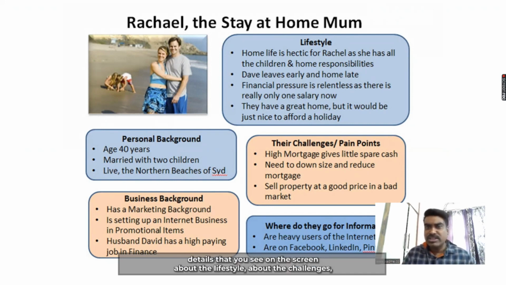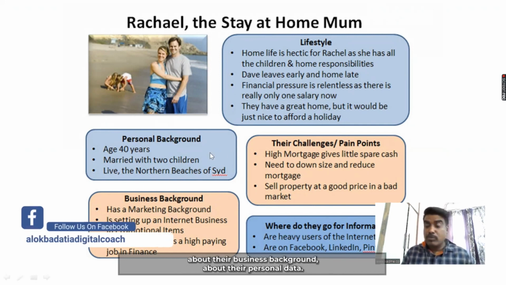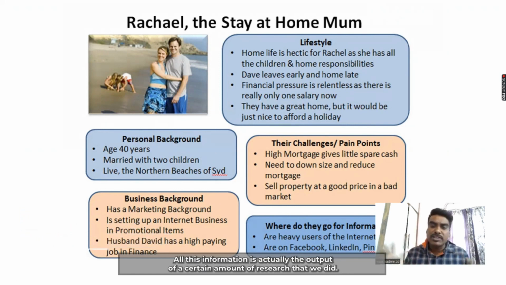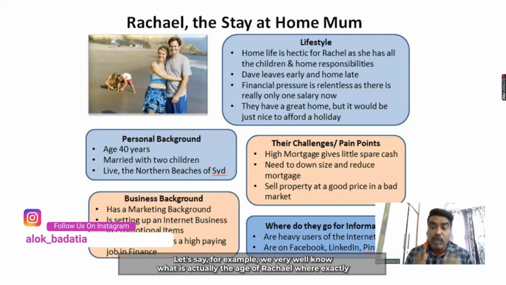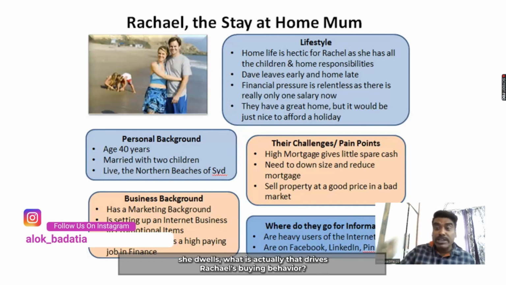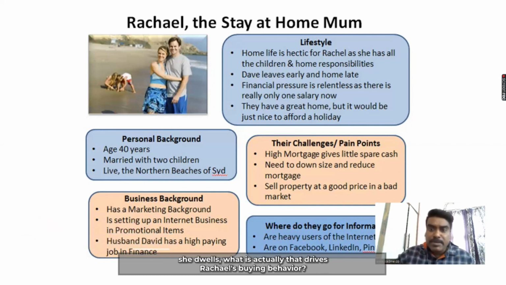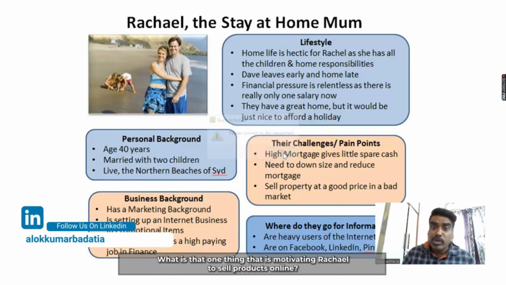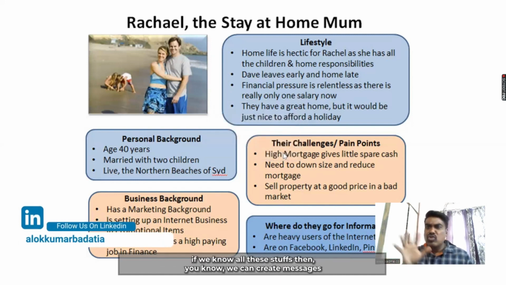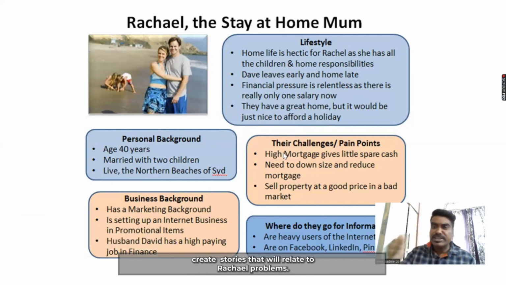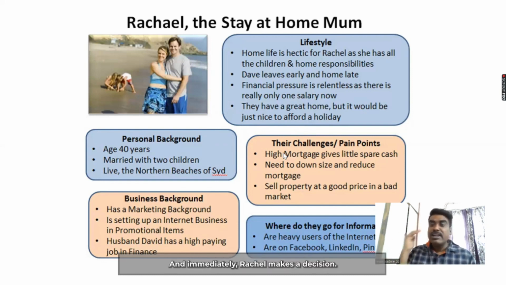So Rachel is absolutely an imaginary character. The details that you see on the screen about her lifestyle, her challenges, her business background, her personal data, all this information is the output of a certain amount of research that we did. Let's say, for example, we know very well the age of Rachel, where exactly she lives, and what drives Rachel's buying behavior. What is that one thing that is motivating Rachel to sell products online? If you know all this, then we can create messages and stories that relate to Rachel's problems, and immediately Rachel makes a decision, right? So this is absolutely a buyer avatar.